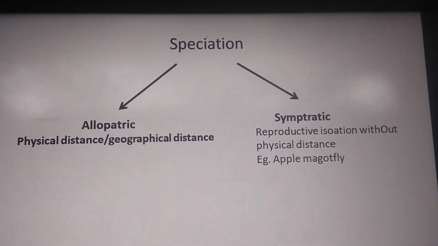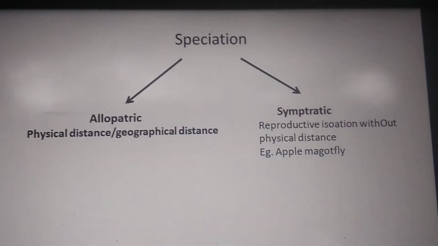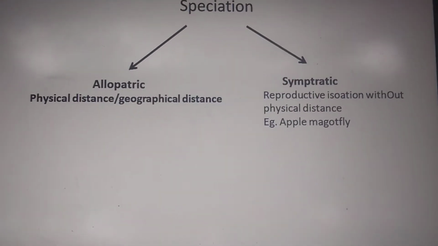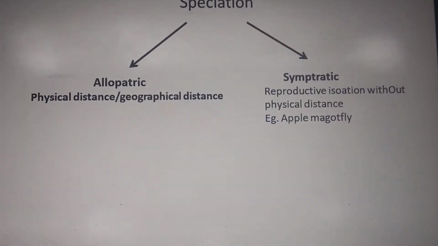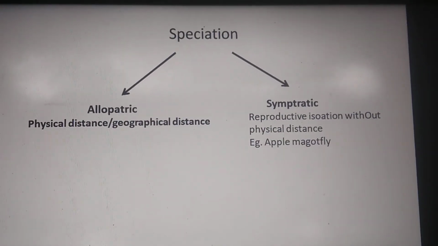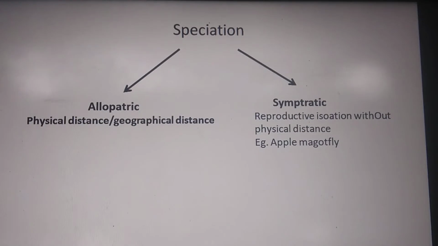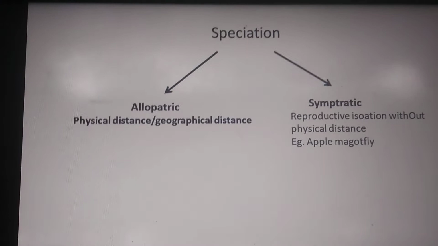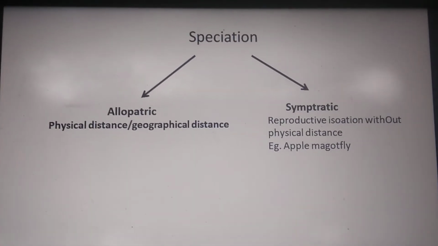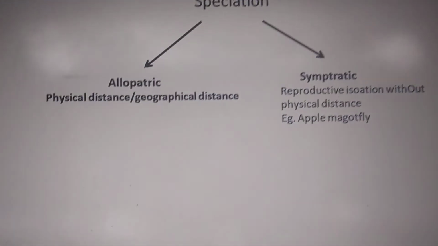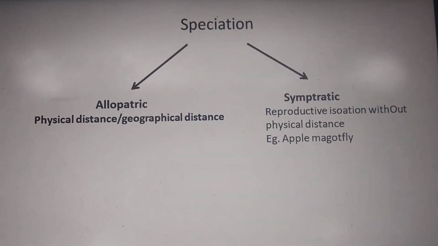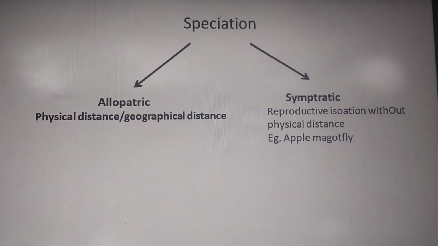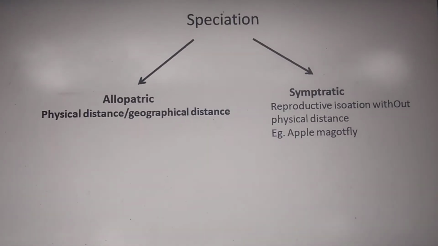sides. Okay, so allopatric speciation means if a physical distance or geographical isolation creates a new species, that is called allopatric speciation. Okay, so allopatric speciation involves physical distance or geographical isolation.